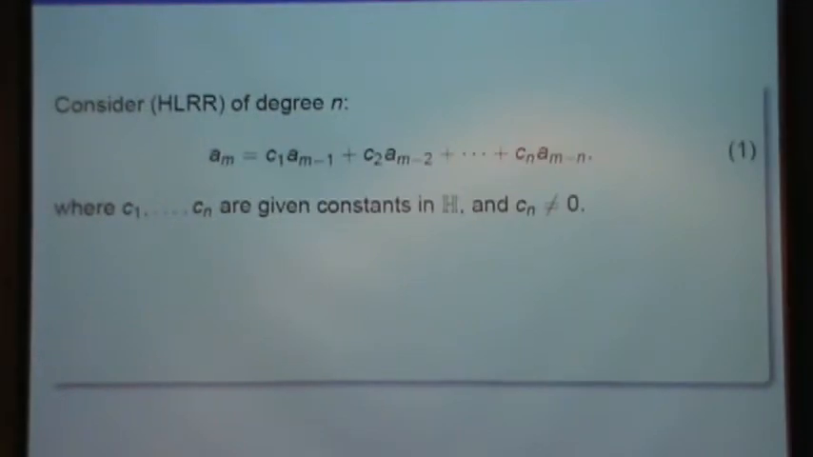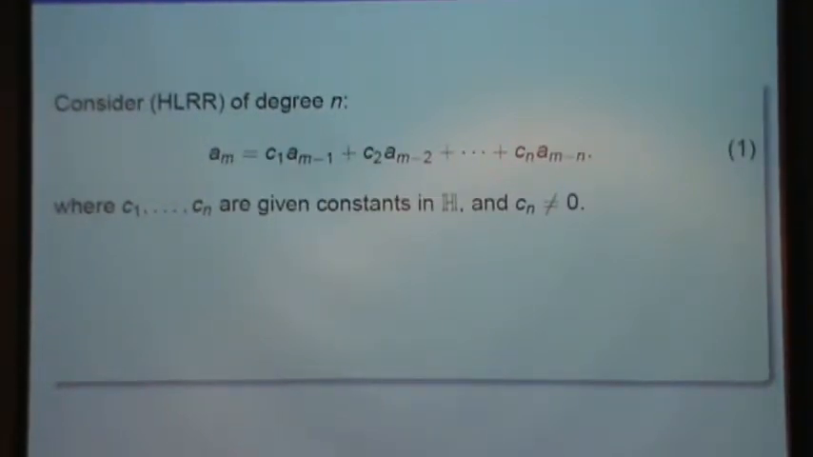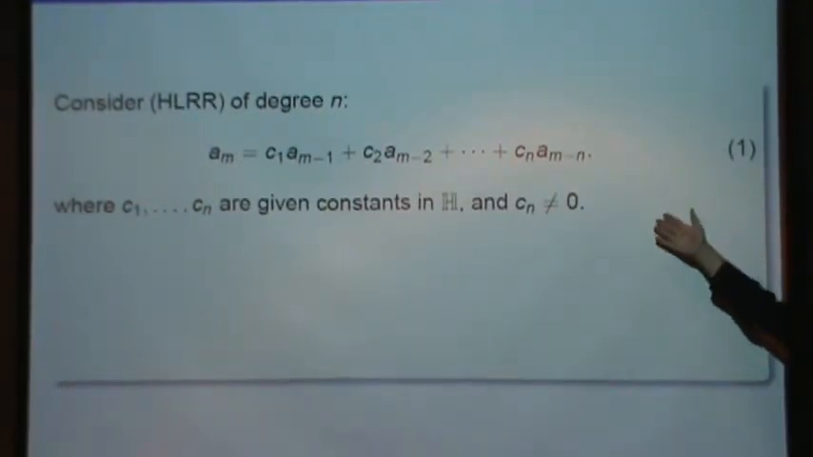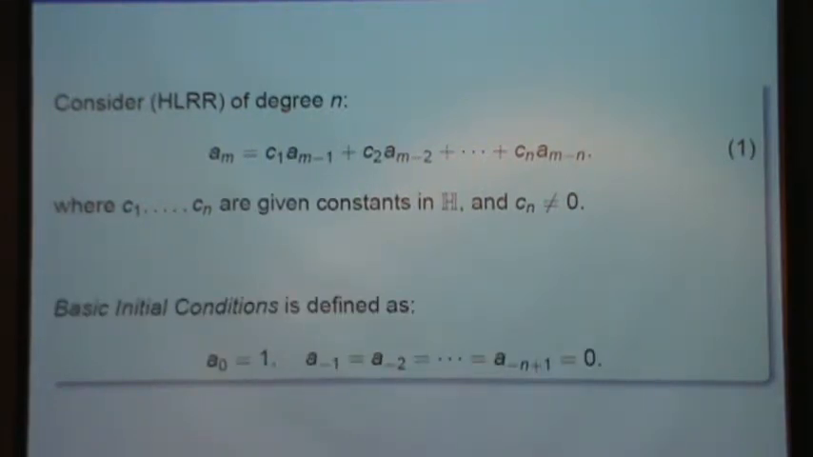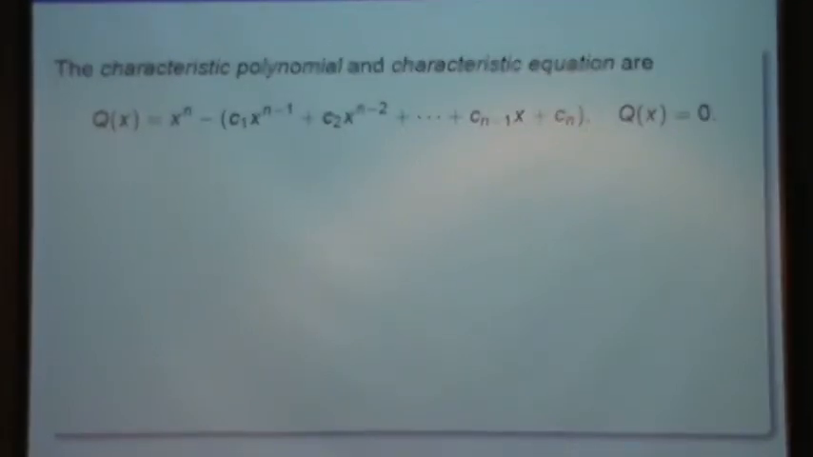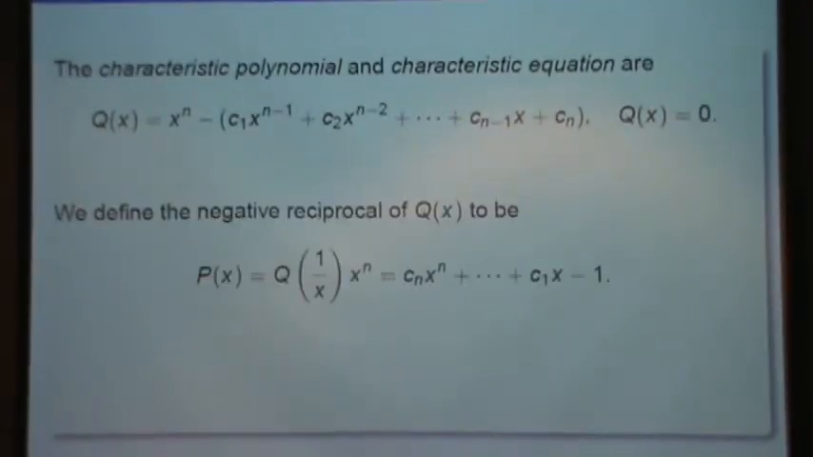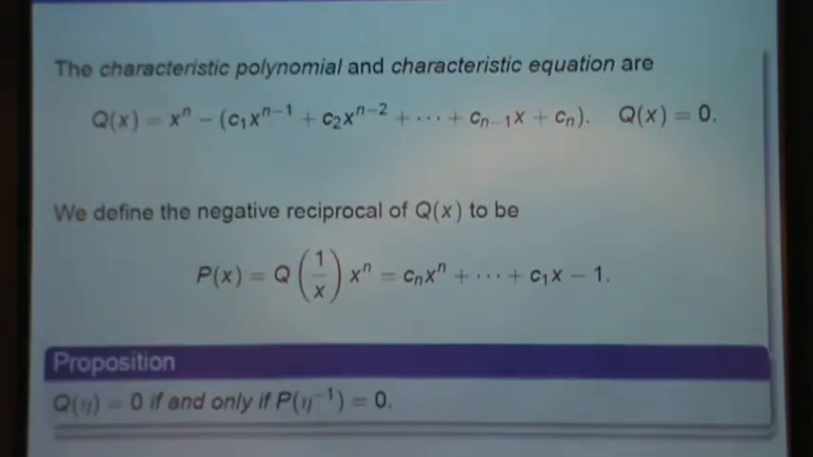Homogeneous linear recurrence relations. How do you solve a homogeneous linear recurrence relation where the coefficients are quaternions? This is a very special kind of initial conditions. I call it basic initial conditions. Characteristic polynomials can be defined as usual, and what I call negative reciprocal.